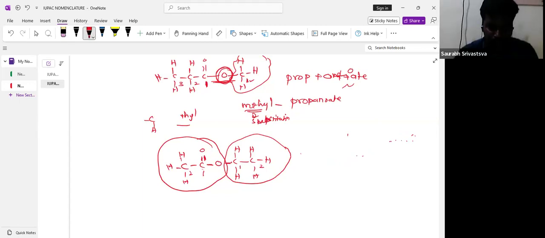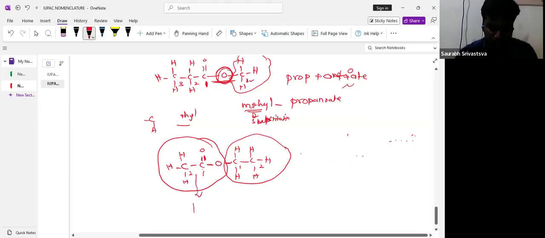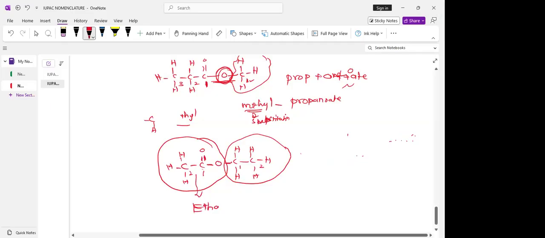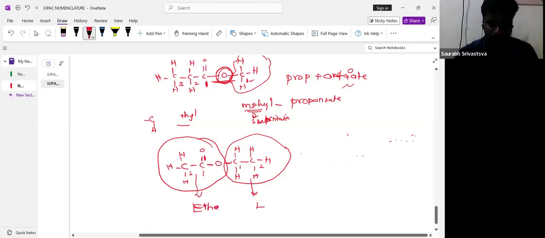So next here we are writing, as here 2 carbons are there, then it is ETH. Here 2 carbons are there. Okay. Now here a hyphen is there. Hyphen means it is a substituent, that means we are writing ethyl. ETHYL.